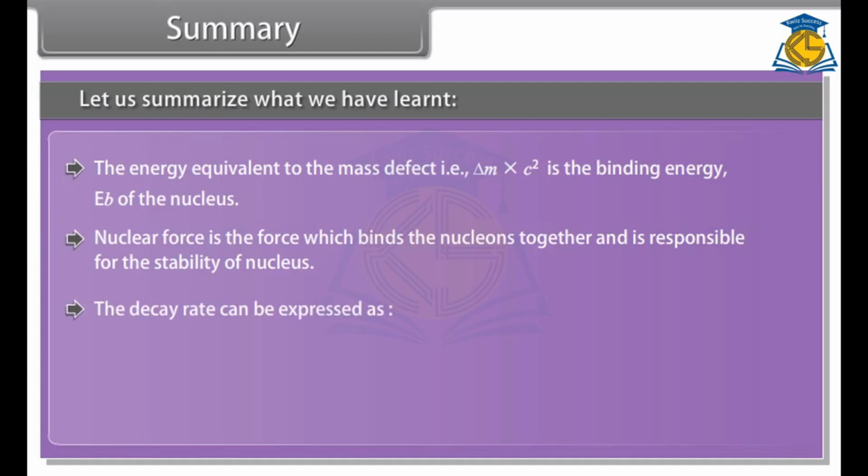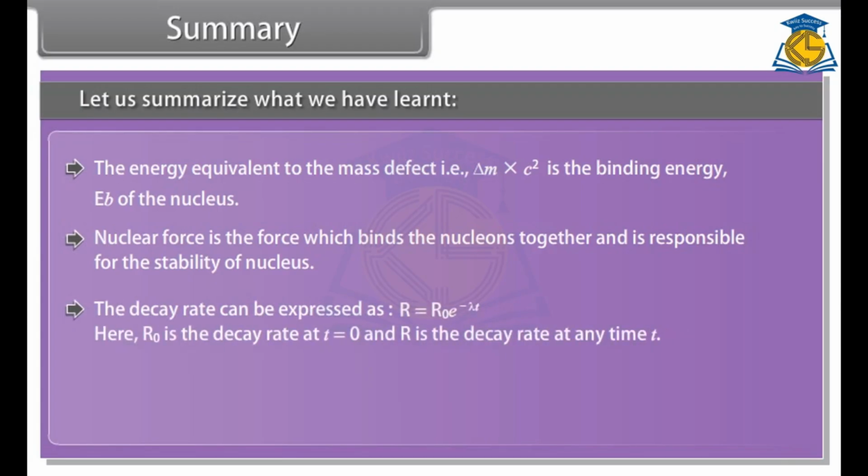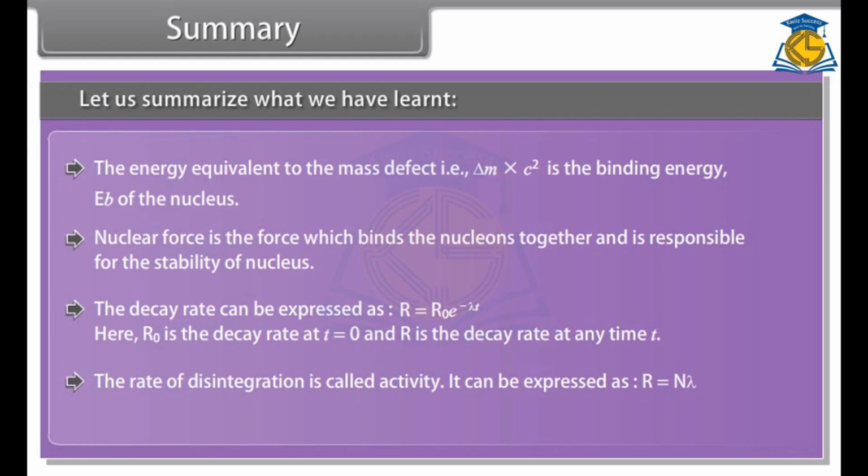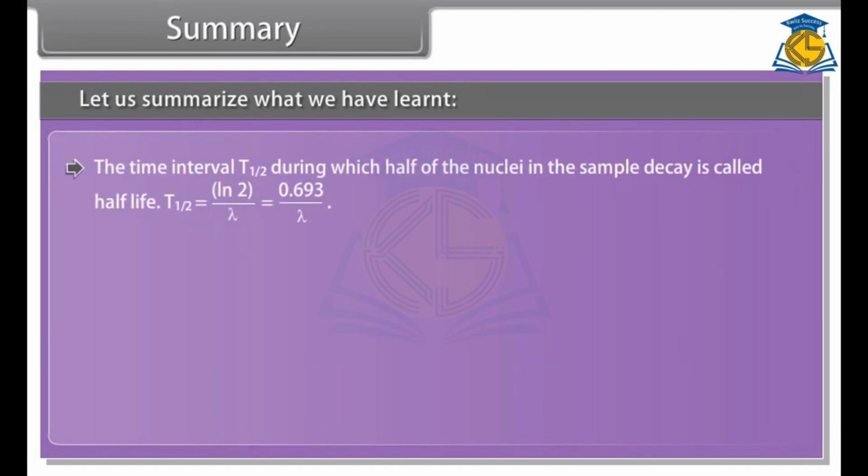The decay rate can be expressed as, here, R0 is the decay rate at t is equal to 0, and R is the decay rate at any time t. The rate of disintegration is called activity. It can be expressed as, the SI unit for activity is becquerel. The time interval t-half, during which half of the nuclei in the sample decay, is called half-life.